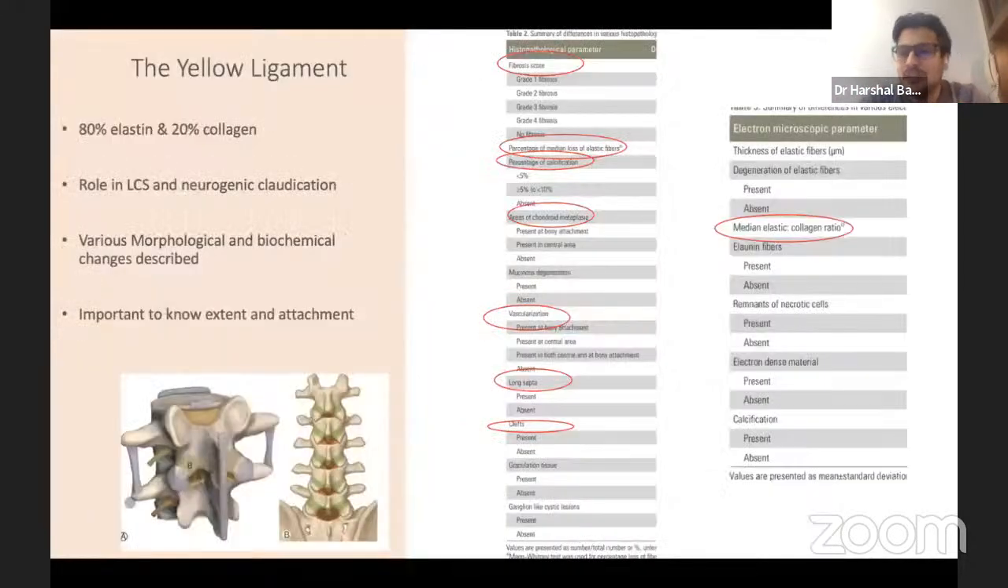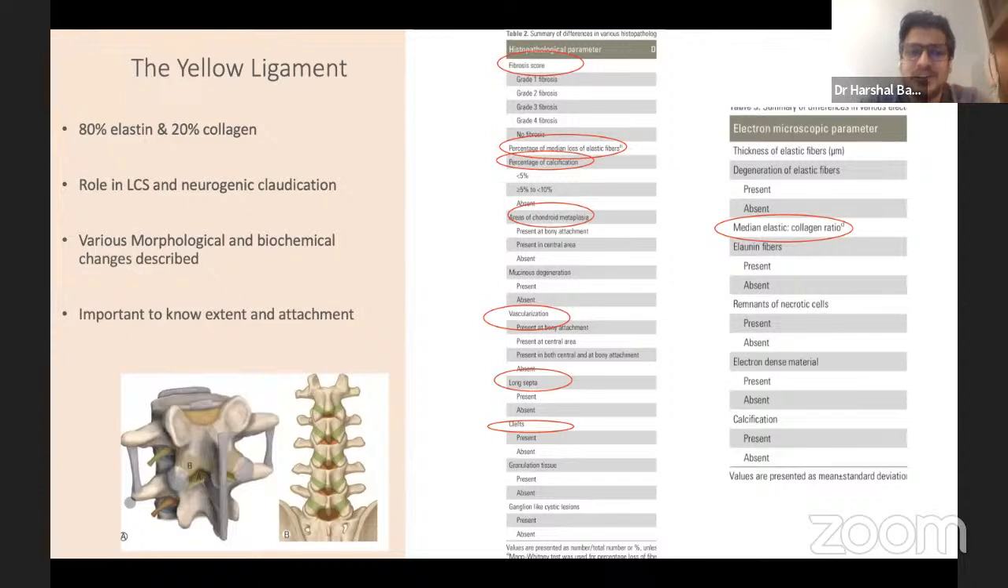But the yellow ligament, the main culprit, has been described in many papers before and after Kirkcaldy-Willis. The yellow ligament, or ligamentum flavum, is 80% elastin and 20% collagen in a normal yellow ligament. But as the degeneration starts, it leads to various morphological and biochemical changes. In this slide, you can see all these changes. The main changes are fibrosis, change in the elastin to collagen ratio, chondroid metaplasia, septal formation, cleft formation, and cystic degeneration. And this leads to thickening of the ligamentum flavum.